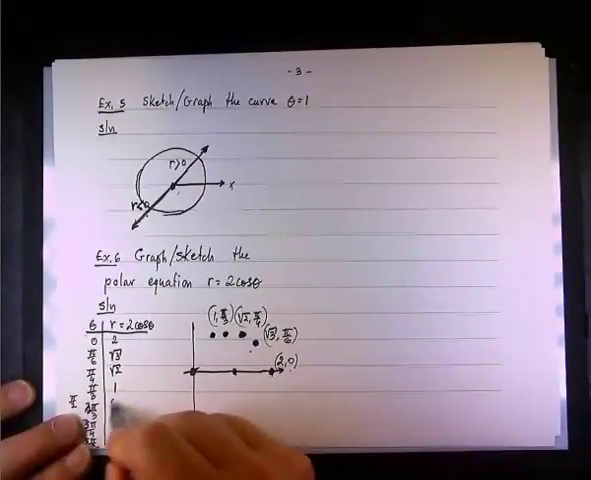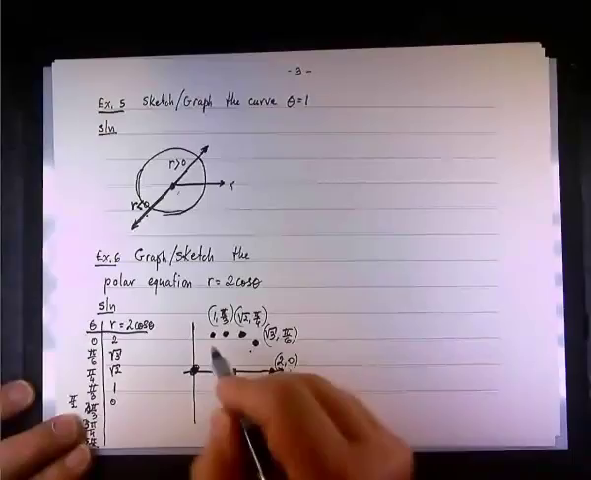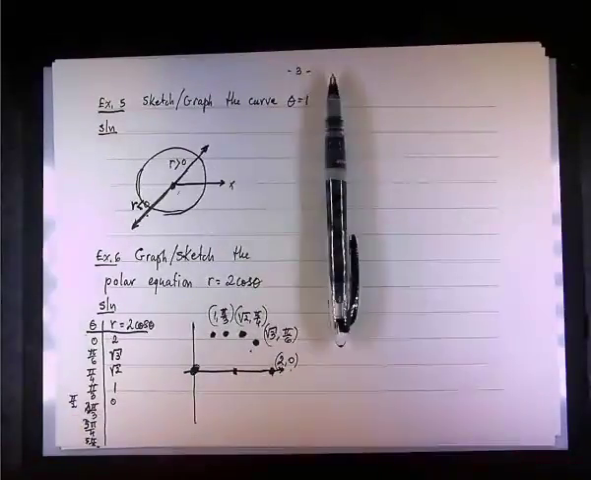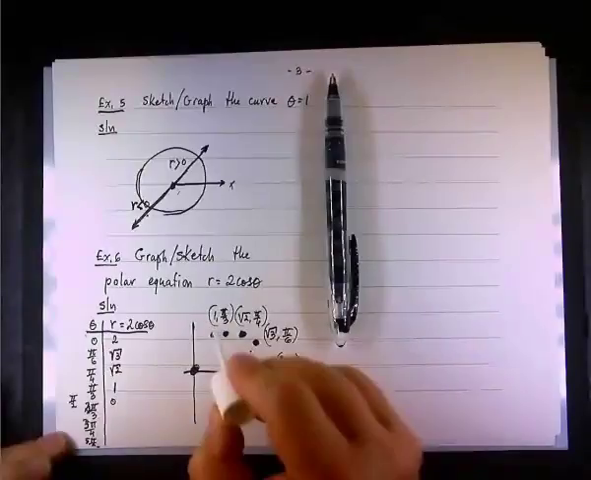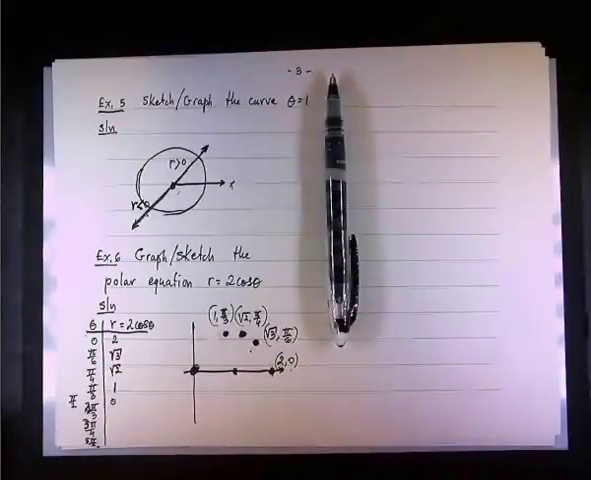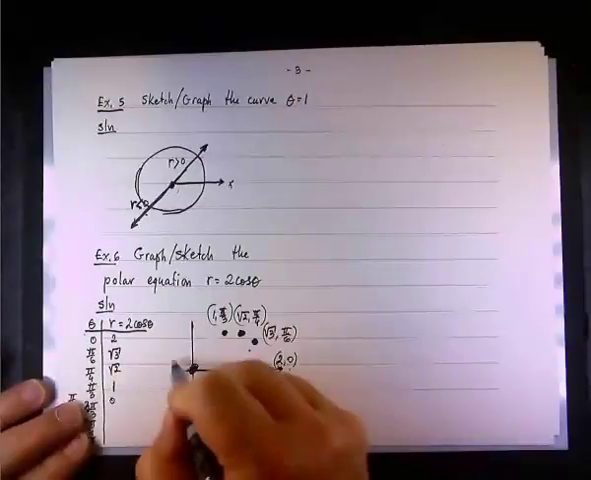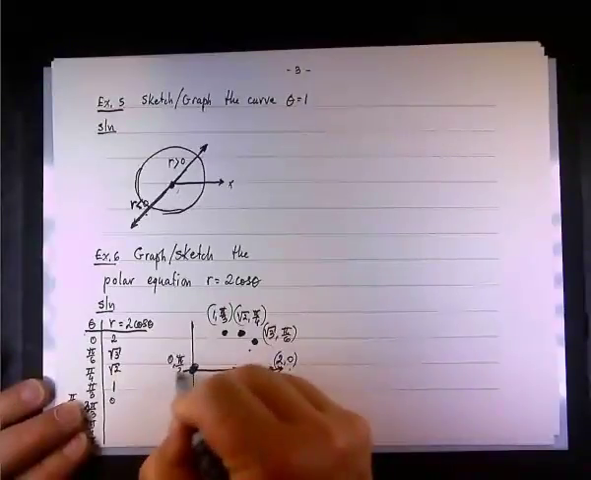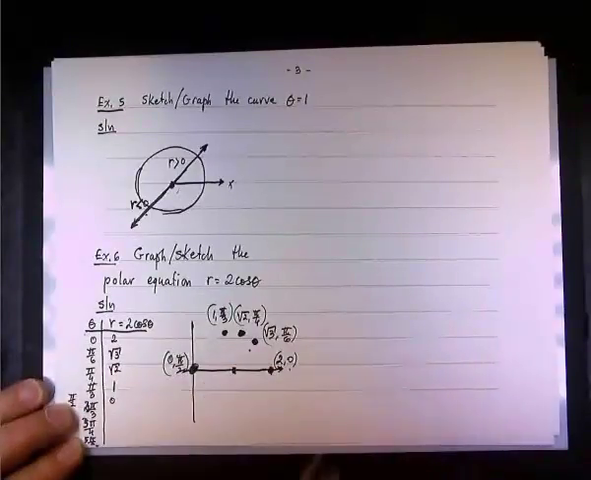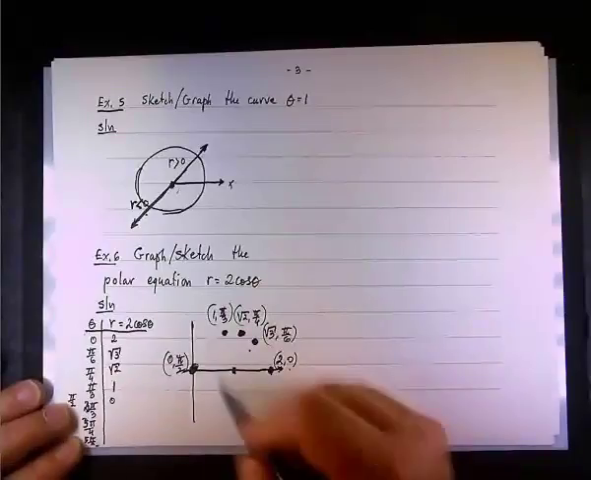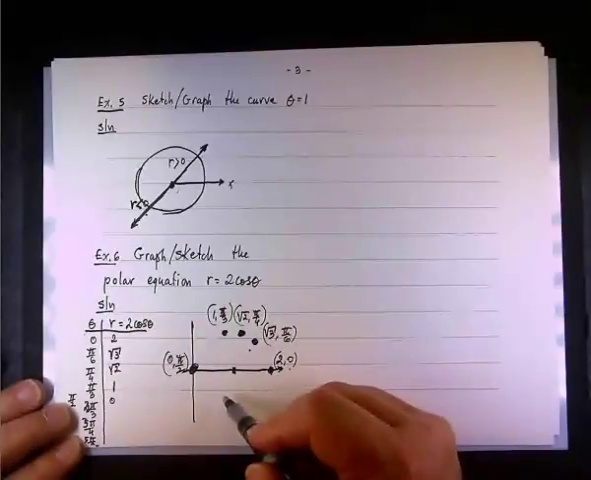No, at pi over 2, we missed pi over 2. That's what I was missing. At pi over 2, then we have 0. So subtract this. This is incorrect. This point right here at the pole corresponds to 0 and pi over 2.